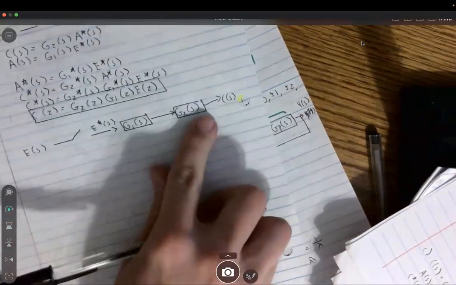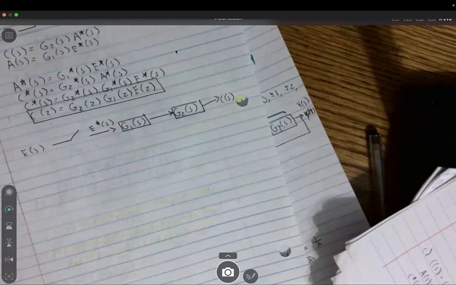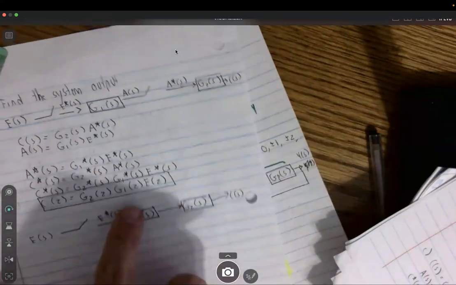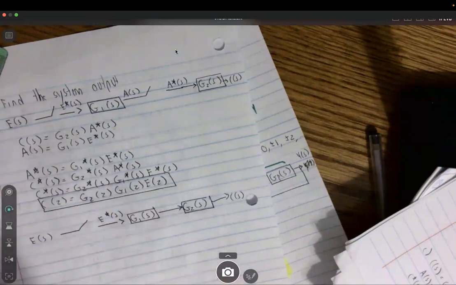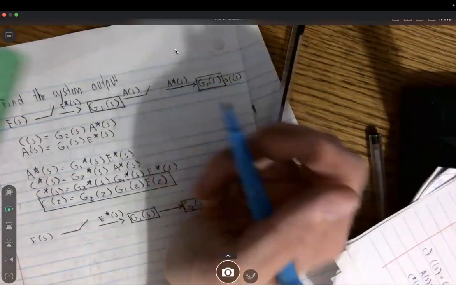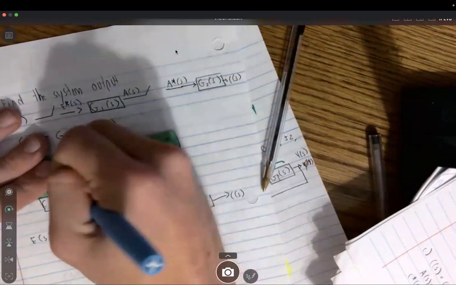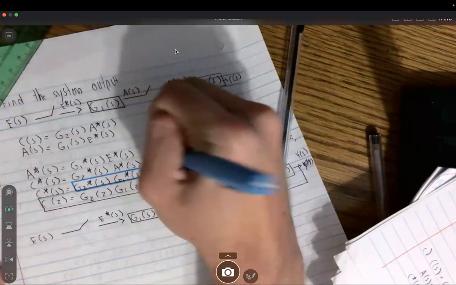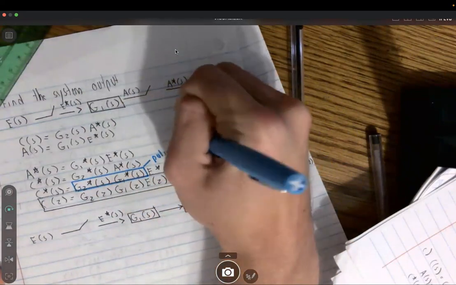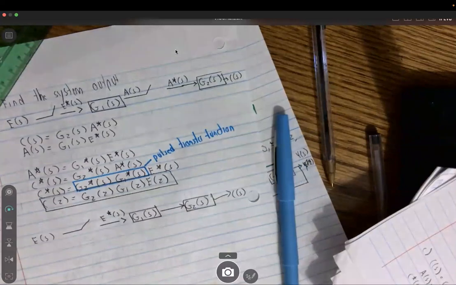Okay, so we need to find an equation in terms of the output. Our output pulse transfer function would be the ratio between C of Z and E of Z. Right here, C of Z, and the pulse transfer function would be defined as what we have here. If he asks for the pulse transfer function, that is the following right here. So this is the pulse transfer function.